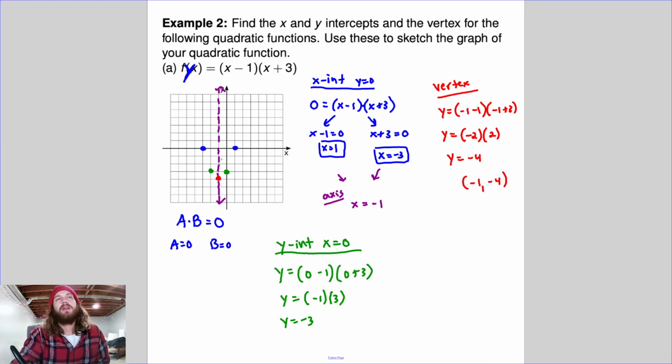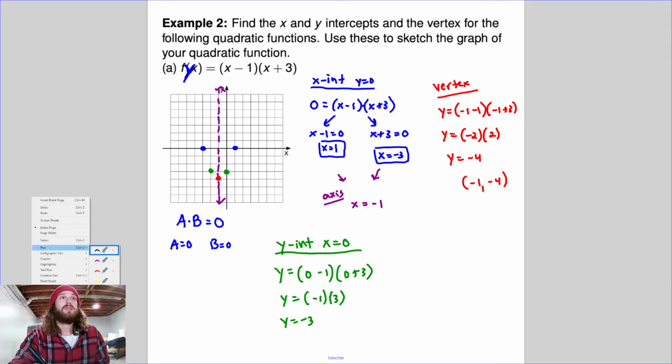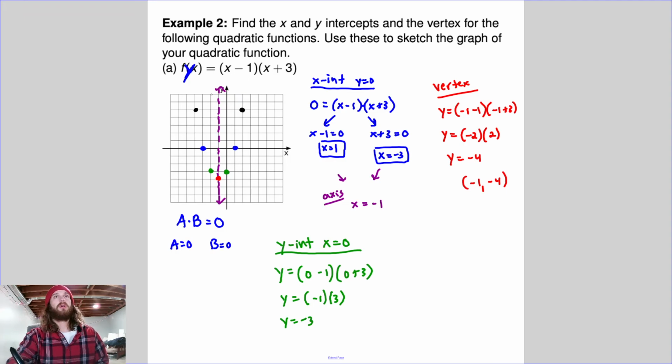Now, you should be able to recognize that this has an a value of 1. I go over 1 from my vertex, up 1. So this is the same shape as the parent function. That means we can fill in the rest of our points based on that pattern. Over 2 up 4, over 3 up 9. Cool. And then there we have our parabola.